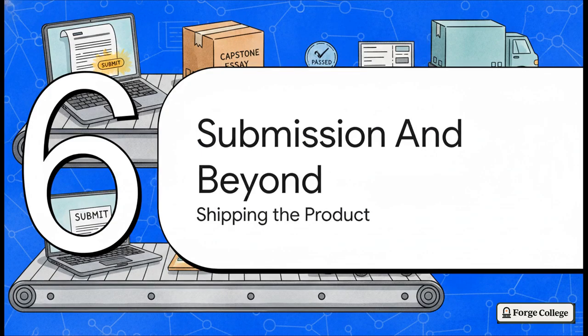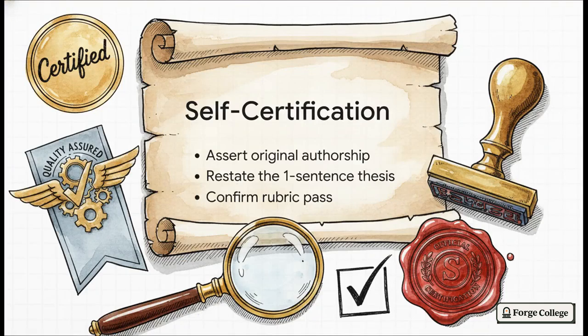Let's ship this product. You are going to package all of this up by embedding a 1-paragraph metadata header right inside your PDF's front matter. This acts as your final official stamp of approval. It just needs 1 sentence asserting your original authorship, 1 sentence restating that beautiful, compressed thesis we worked so hard on, and a final sentence confirming you've passed the rubric self-assessment. It's an incredibly clean, professional way to hand over your work.